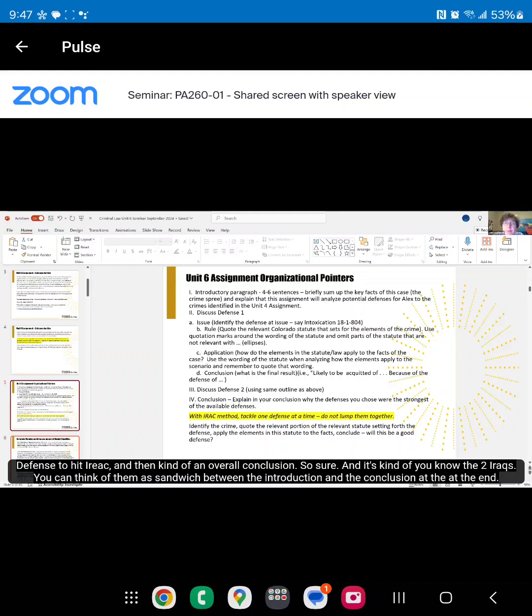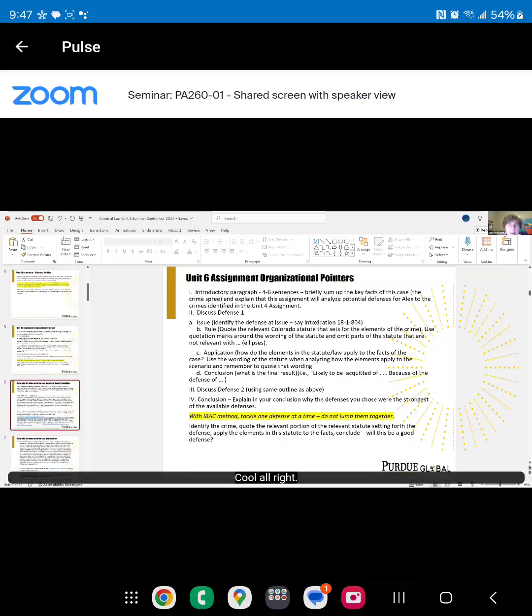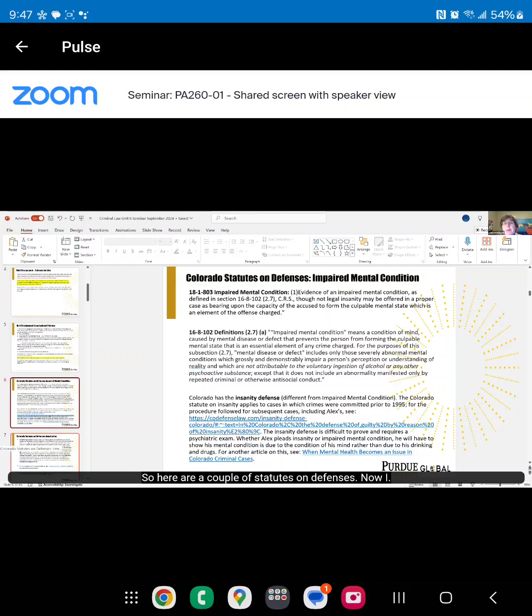So sure, and the two IRACs, you can think of them as sandwiched between the introduction and the conclusion at the end. Cool. All right. So here are a couple of statutes on defenses.